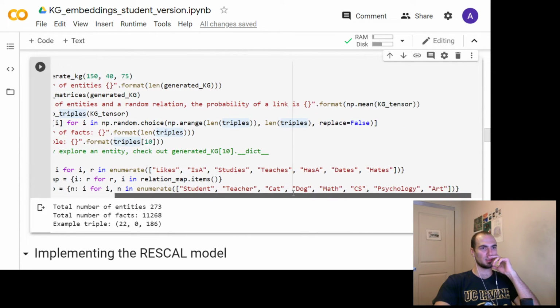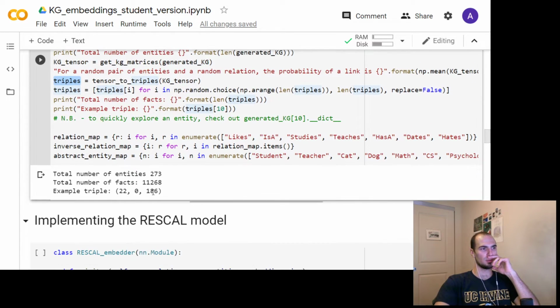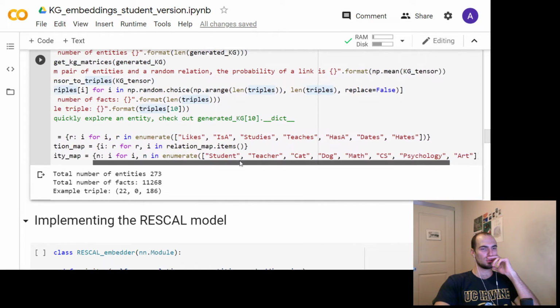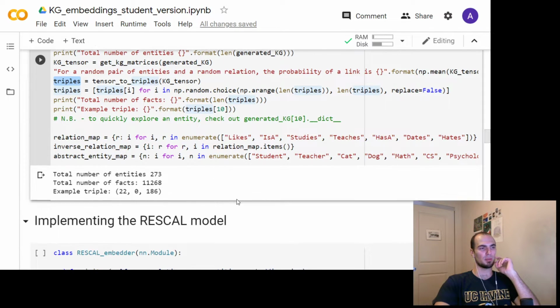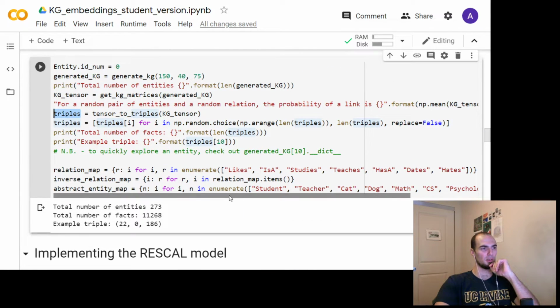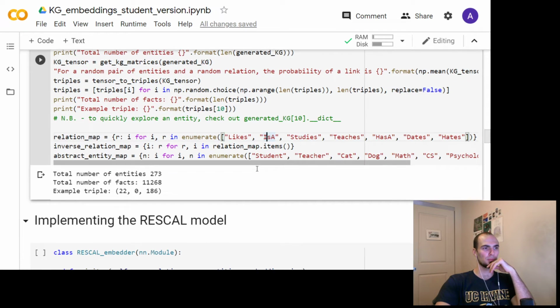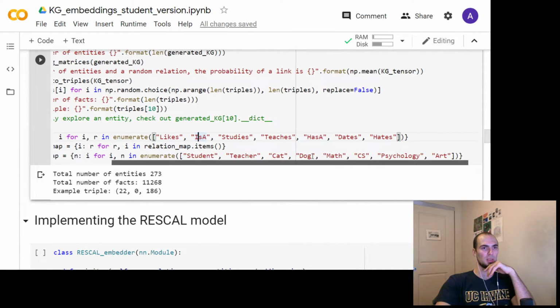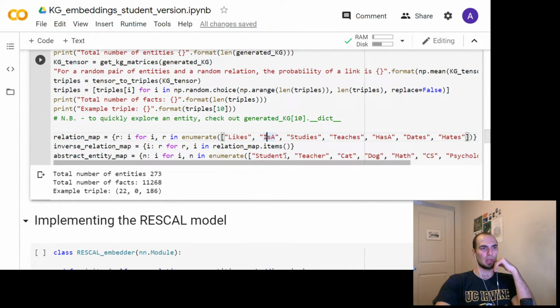We also have a helper function. For some entities, it's nice to know their indices, and for relations as well. So we know that the first relation is likes, so the first slice of this tensor corresponds to the relation likes, the second slice is the relation is a, etc. And similarly, we know the indices of certain abstract entities.